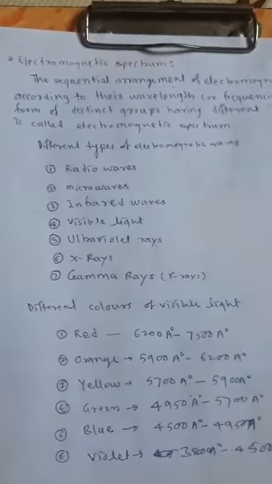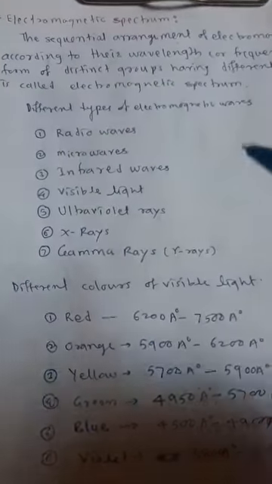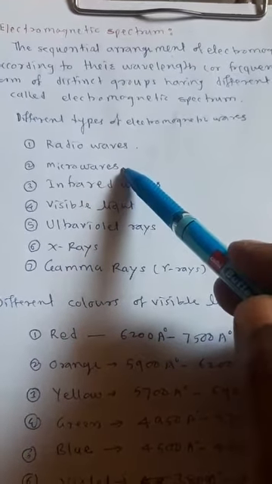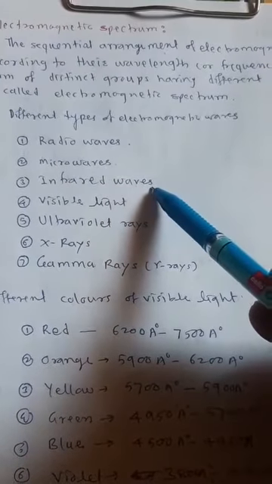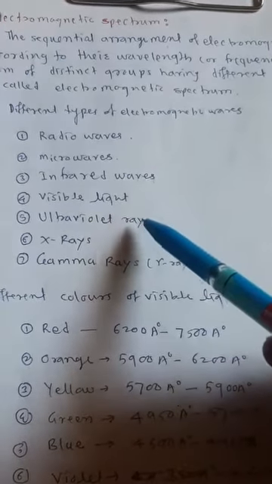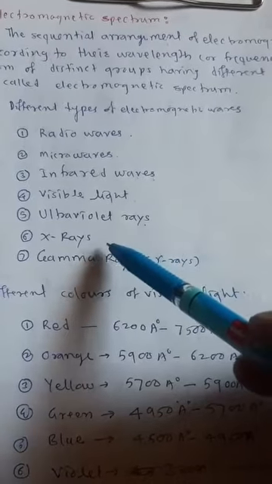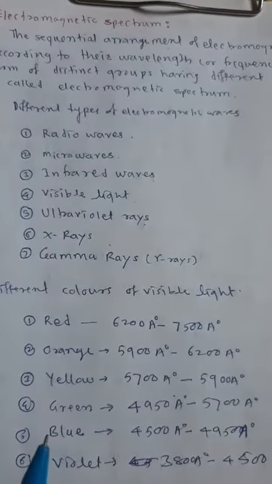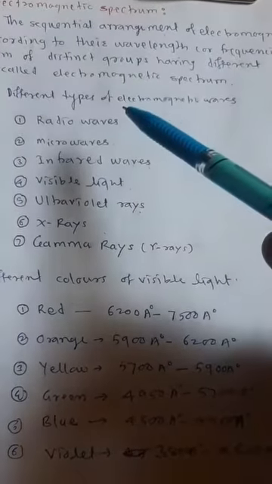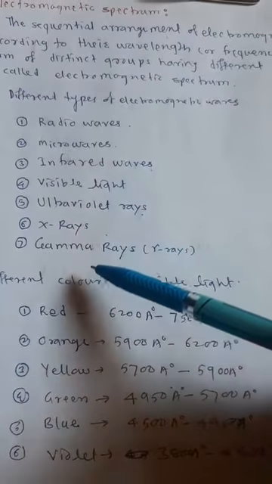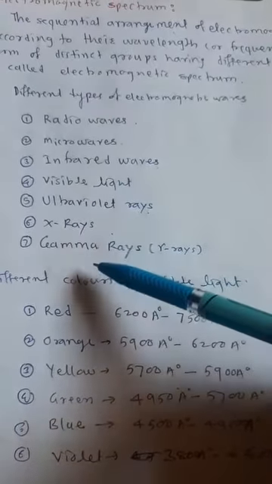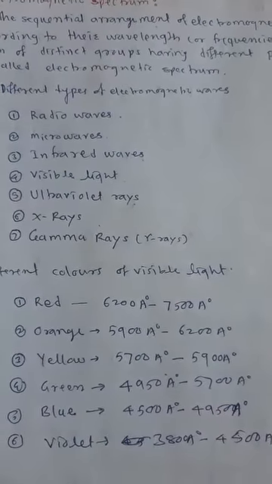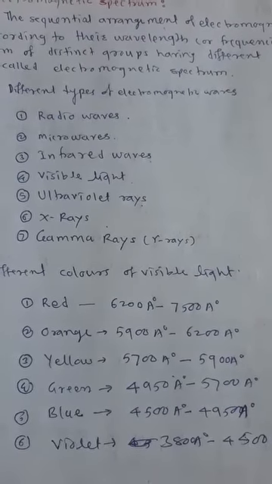There are different types of electromagnetic waves. The first is radio wave, next microwave, third infrared waves, fourth visible, fifth ultraviolet rays, sixth X-ray, and lastly gamma rays. These waves are arranged in a particular sequence according to their wavelength or frequency.